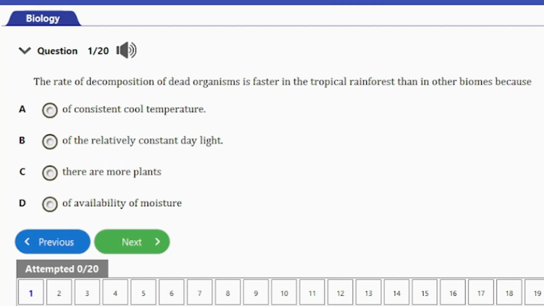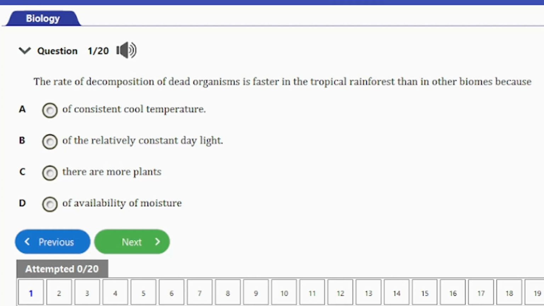It says, the rate of decomposition of dead organisms is faster in the tropical rainforest than in other biomes because A. Consistent cool temperature, B. Because of the relatively constant daylight, C. Because there are more plants, and D. Because of availability of moisture. So the answer to this question is actually option D, the availability of moisture.